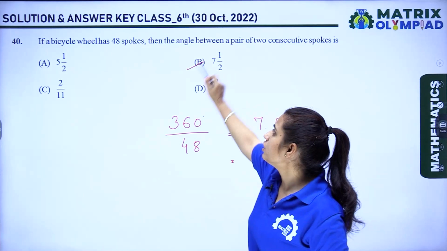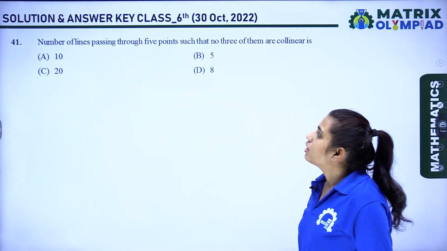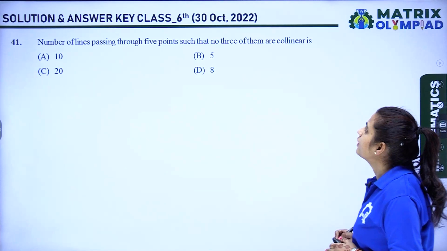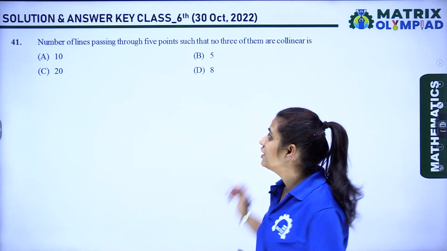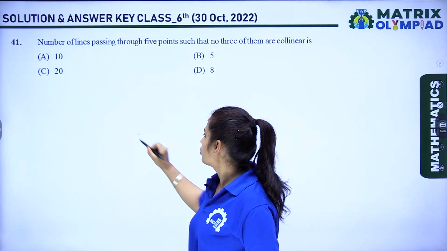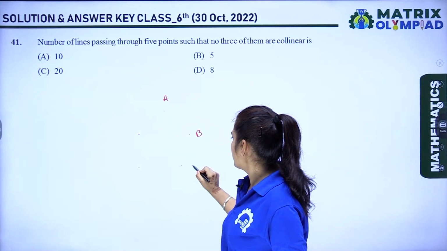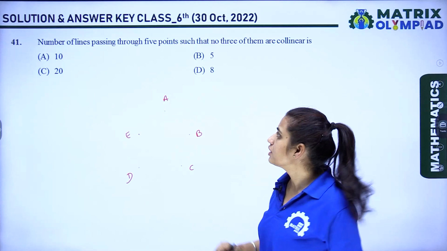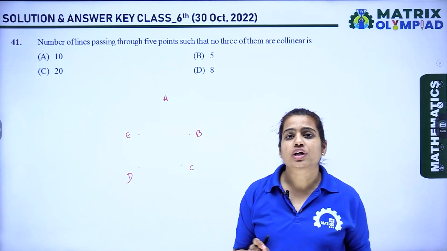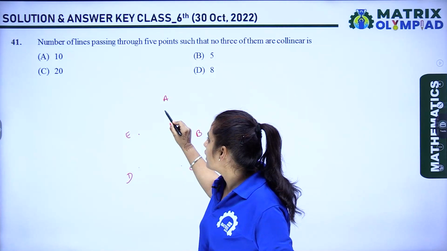Now the next question. The number of lines passing through 5 points such that no 3 of them are collinear is? Now we have to find out the number of lines. So here, let's take 5 points 1, 2, 3, 4 and let it be 5, and also name them A, B, C, D and E. So these are the 5 points. Now, we know that we need 2 points to form a line. So here, let's join the points and see how many lines we are going to form with these 5 points.